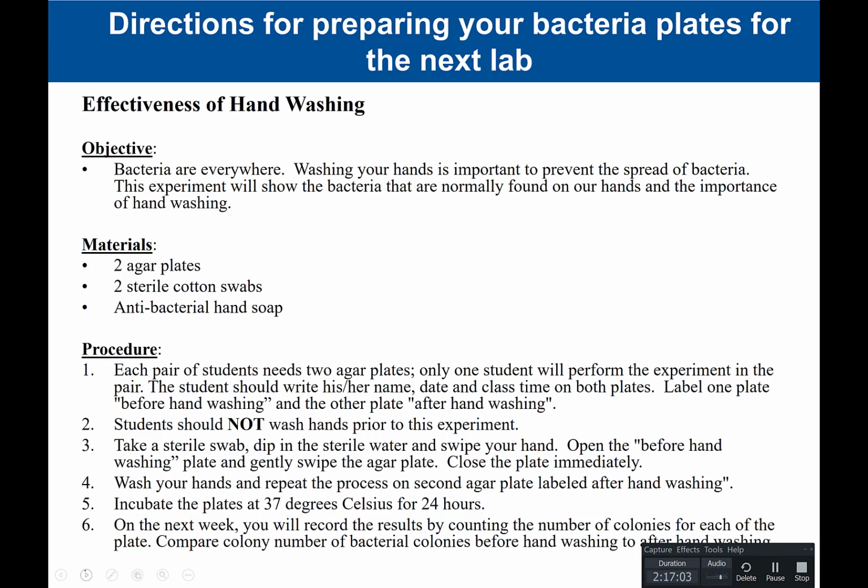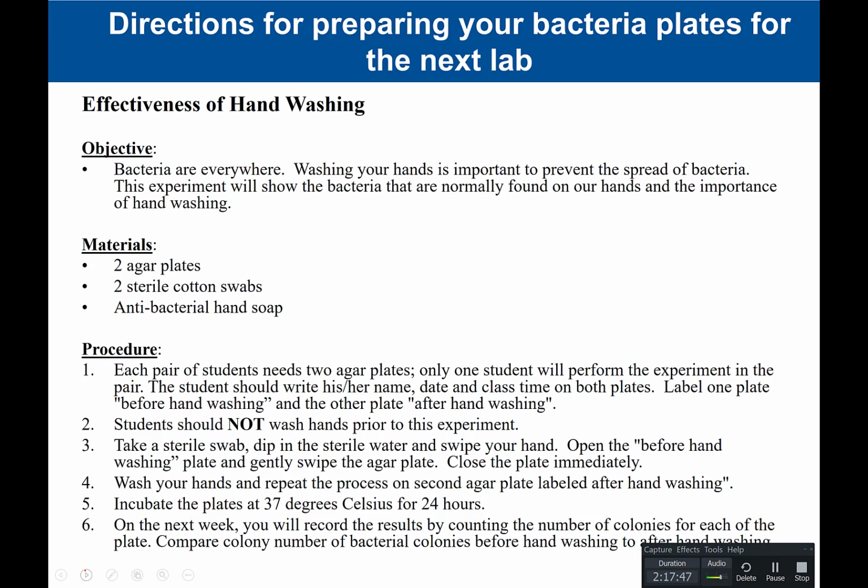Like any experiment, you need to have only one variable, meaning only one thing that changes from one plate to the next. What I mean by this is if I do my before hand washing plate with my left hand, I need to do my after hand washing with my left hand. Because my left and my right hand are not necessarily going to have the same bacteria. So when you do an experiment, you always want to think about consistency. Only one variable. And the one variable in this case is before hand washing and after. So you have to use the same hand.